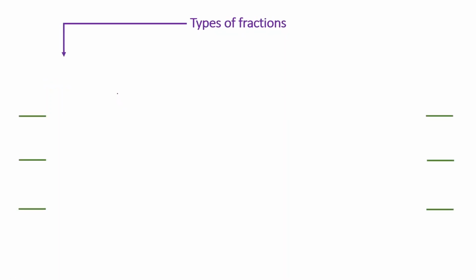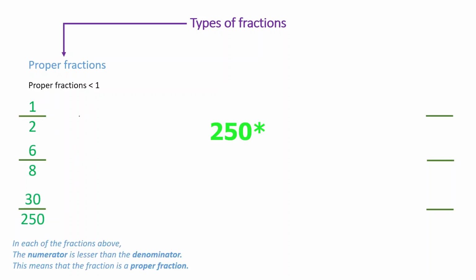Types of fractions. First, we have proper fractions. Proper fractions are lesser than 1. For example, 1 over 2, 6 over 8, and 30 over 25. We notice that the numerator in all of these examples is lesser than the denominator. This means that the fraction is a proper fraction. 1 over 2 is just 0.5. 6 over 8 can be simplified to 3 over 4 by dividing the numerator and the denominator by 2.